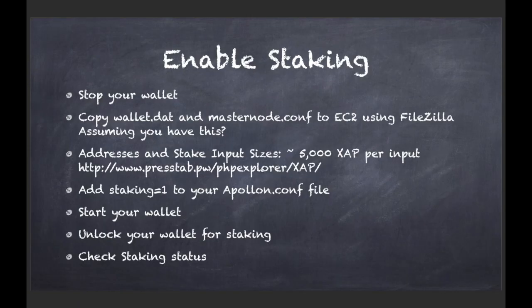So finally, we are ready to enable staking. We're going to stop the wallet. We're going to copy the wallet.dat file from your local machine, and we're going to copy the masternode.conf file to EC2 as well. Now, it's important that you copy the masternode.conf file if you're also running a masternode. This will prevent your wallet from staking your collateral, or adding a stake reward to your collateral, which will basically break your masternode. And I'm obviously assuming that you have XAP, that you have a wallet already. Otherwise, it's for another video.